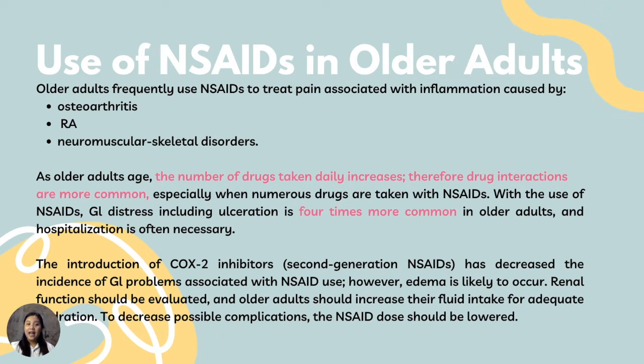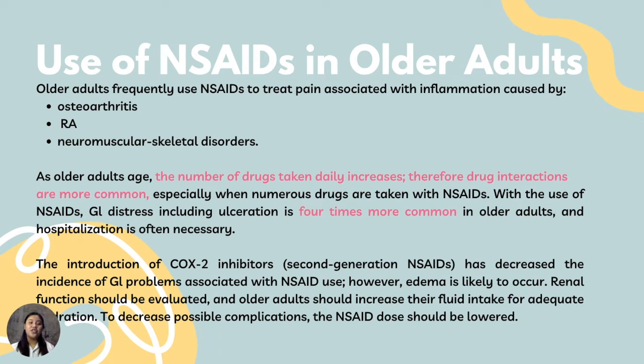And the use of NSAIDs in older adults. So we have noticed that there is always osteoporosis, arthritis. Older adults frequently use these drugs to treat inflammatory conditions such as osteoarthritis, RA, and neuromuscular skeletal disorders. As older adults age, the number of drugs taken daily also increases. So there is drug interaction, and this is more common, especially when numerous drugs are taken with NSAIDs.